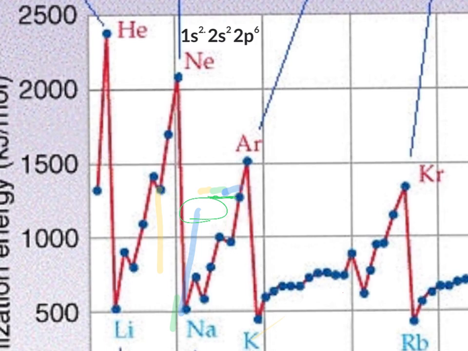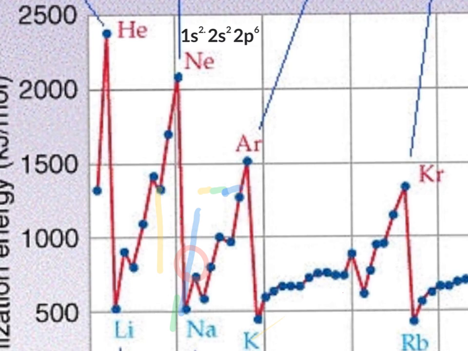So yes, these are the most stable, but as it turns out, anything that actually completes a shell, maybe not the entire second energy level, but maybe just completing the 2s shell, will lead to a peak, which is why you see beryllium having a higher ionization energy than boron.